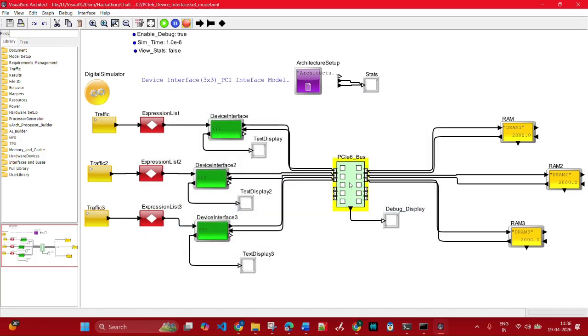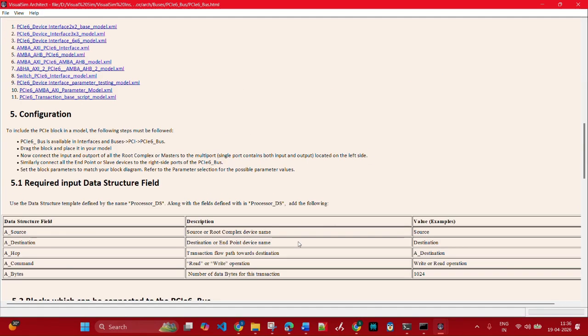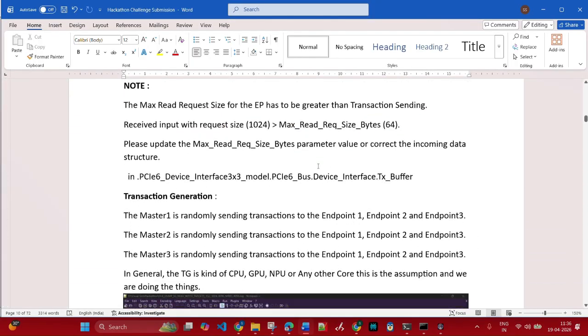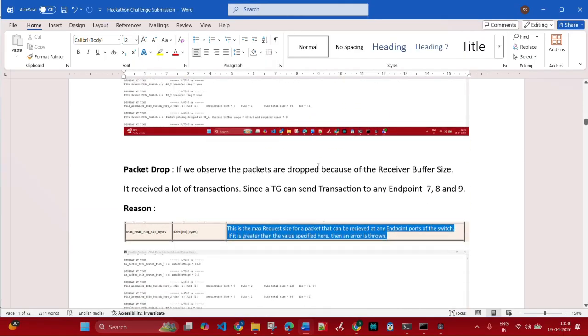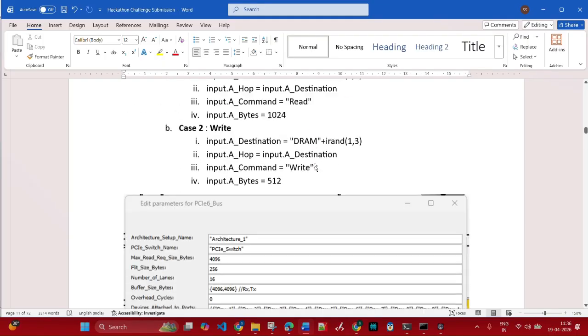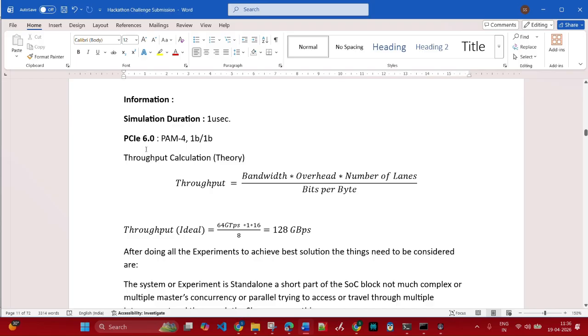So my main thing is to validate. How am I going to do the validation? I have selected a few test cases. The first test case I'm considering is, before going to do that, how do you measure the throughput of PCI, or what is the PCI?